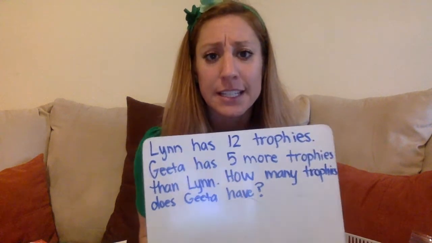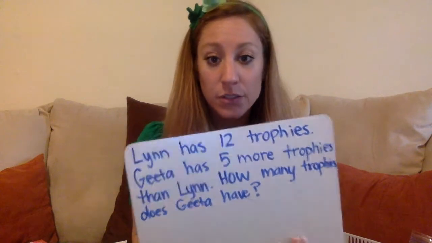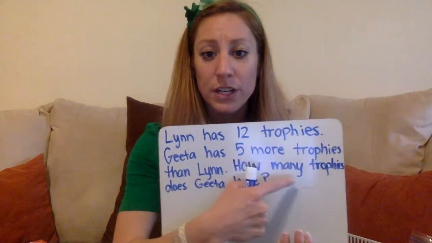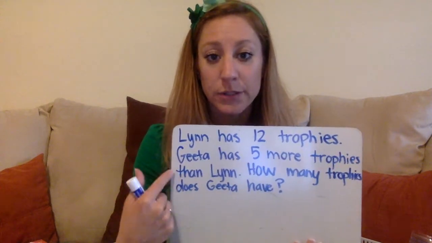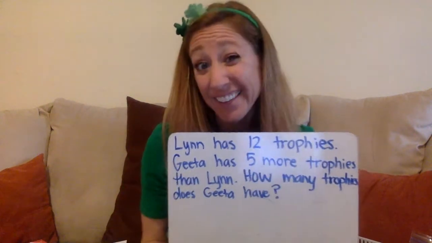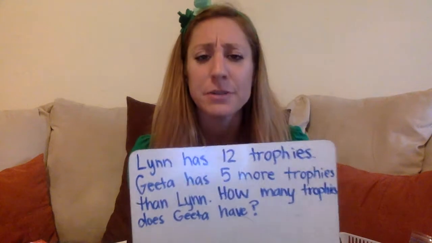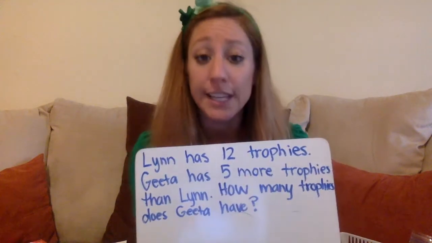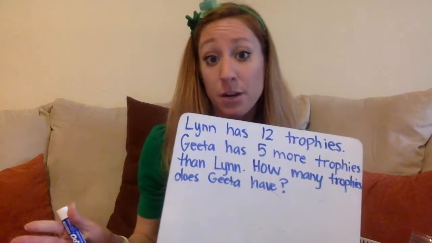So first of all, we need to think about, okay, what is the question asking? So the question is, how many trophies does Gita have? So we don't know that right away. We know that Gita has 5 more trophies than Lynn, but what other information do we know right off the bat? So Lynn has 12 trophies. That much I know. So I'm going to draw a picture that shows Lynn's 12 trophies.